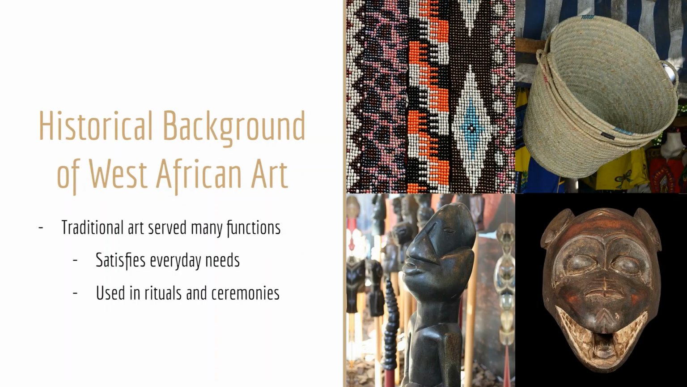Historical background of West African art. Traditional art served many functions. They satisfied everyday needs and they were used in rituals and ceremonies. Over here is an image of a handmade cloth. And this is a handmade basket. They were both used in everyday lives. At the bottom, it is a statue of a saint and a mask of a dog. They are used in rituals and ceremonies in West Africa.